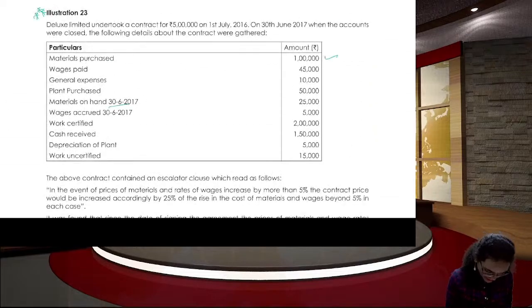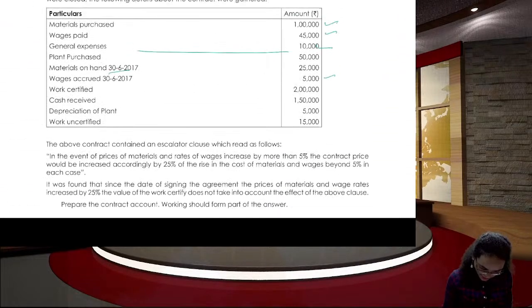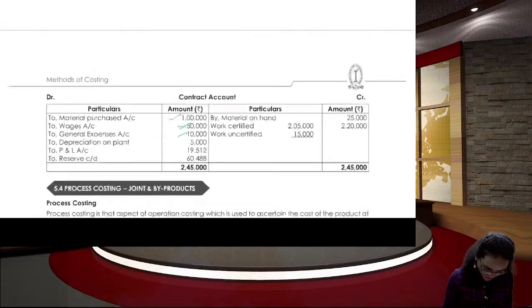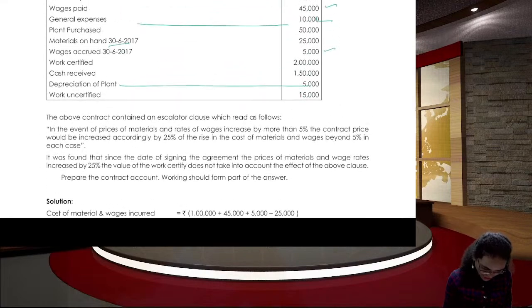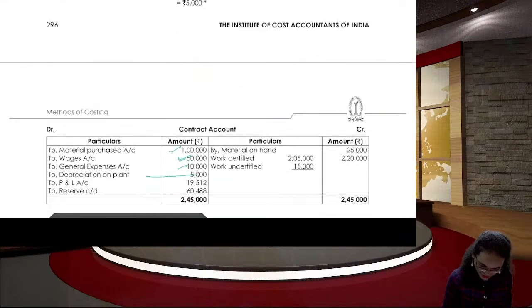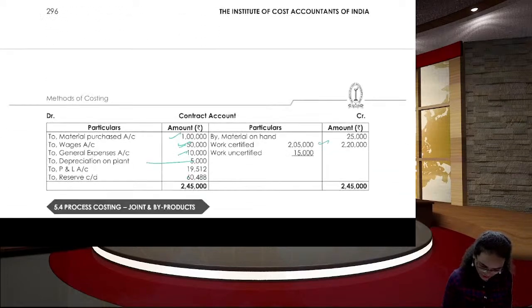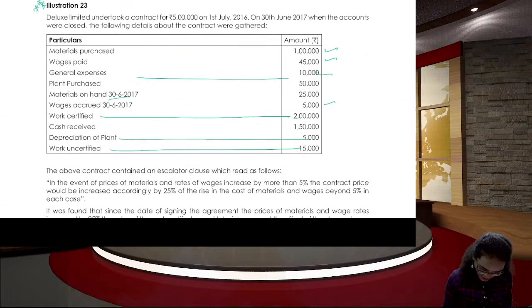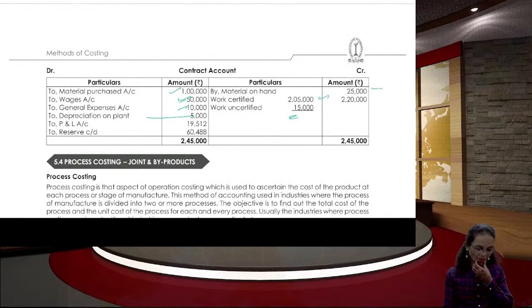And general expenses, this one 10,000. You take the general expenses. Depreciation is given directly, 5,000. And work certified is also given, 2 lakhs. Uncertified 15,000. Material on hand is 25,000. This is a balancing figure.